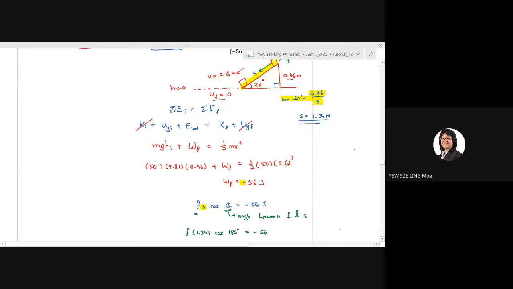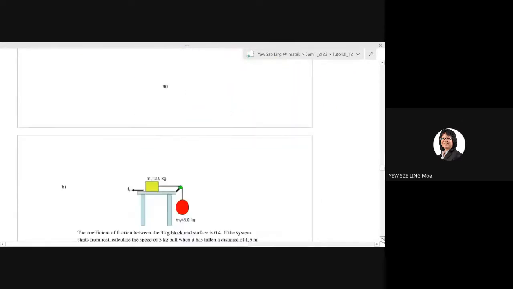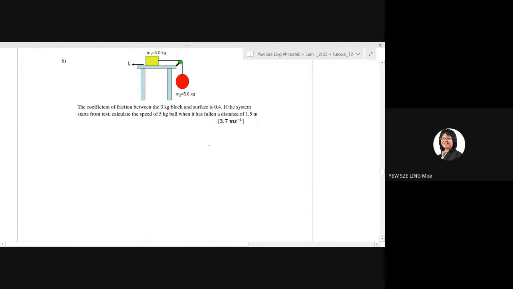All right, so now let's look at question number 6. This is the last question that I want to discuss today, because this question will take quite a lot of time to explain. The coefficient of friction between the 3 kg block and the surface is 0.4. If the system starts from rest, calculate the speed of the 5 kg ball when it has fallen a distance of 1.5 meter.